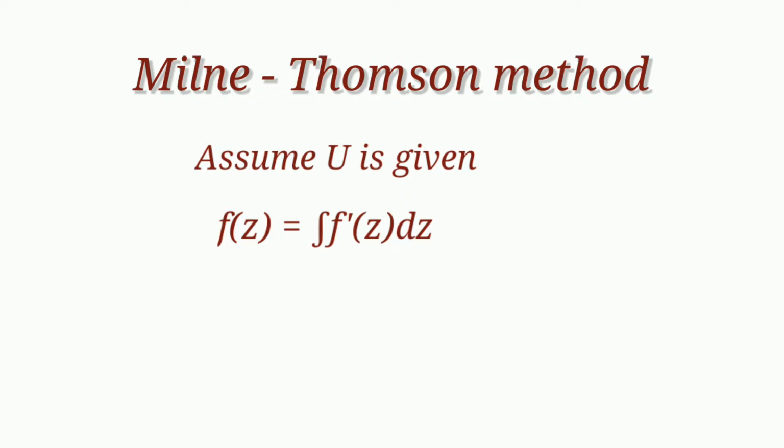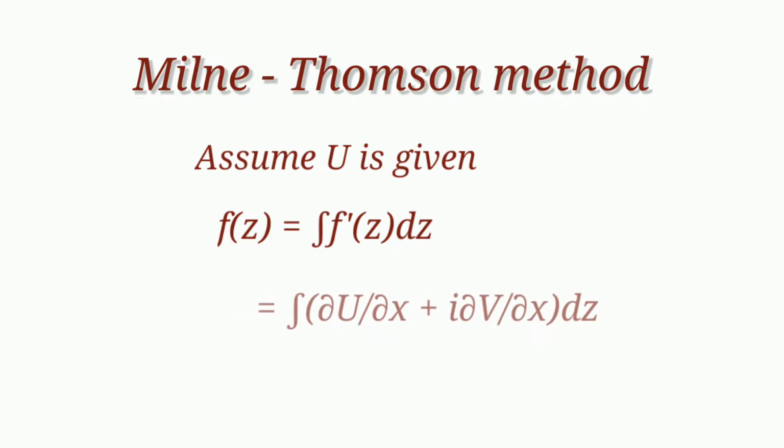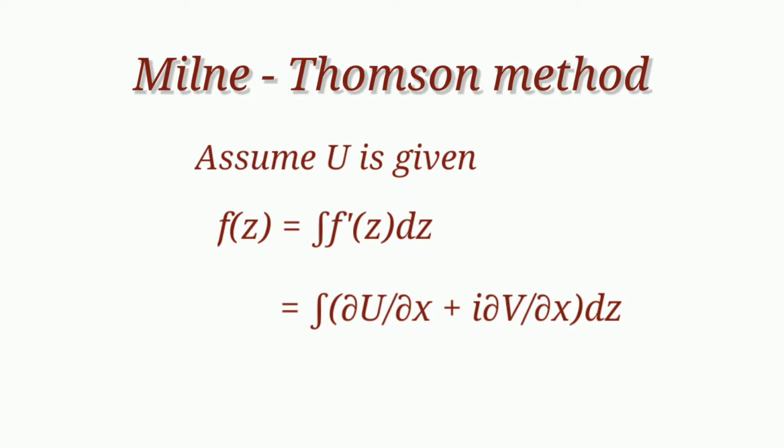Again, while deriving Cauchy-Riemann equations, we got f dash z is dou u by dou x plus i dou v by dou x. So you replace f dash z by dou u by dou x plus i dou v by dou x. Now f of z is integral dou u by dou x plus i dou v by dou x into dz. But we know only u. So we can't write dou v by dou x. So we have to replace dou v by dou x in terms of partial derivatives of u.